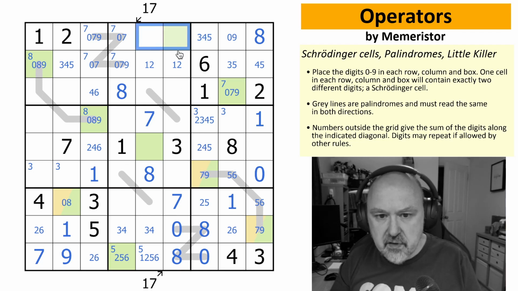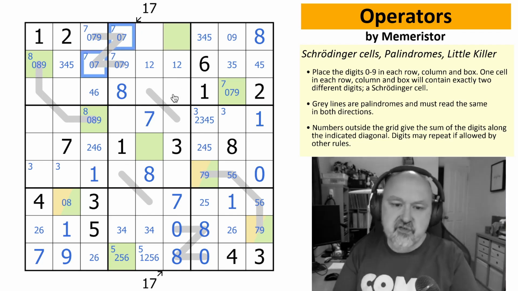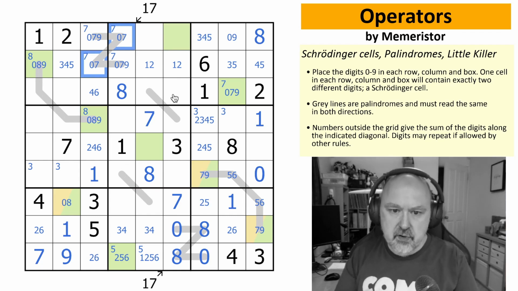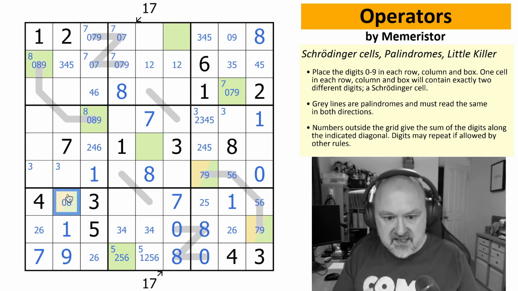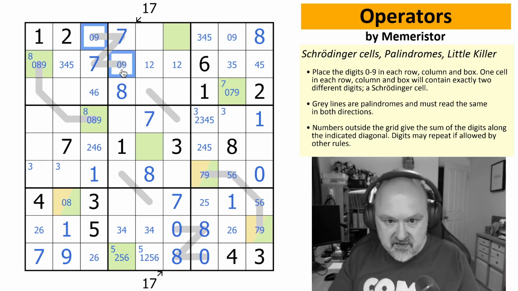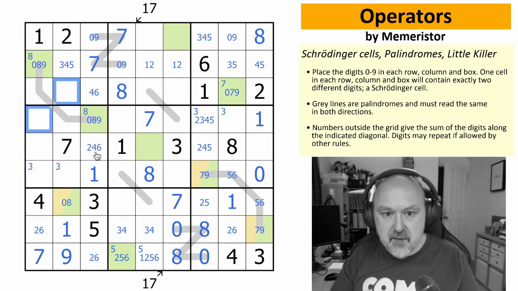So, can I do a similar trick here? So if these were 0, these would have to sum to 17. And to sum to 17, they'd have to be 8 and 9. And I can't put 8 in either of them, I don't think. No, that's an 8 and that's an 8. So I couldn't put 8 in either of them. These must be 7s, which means these are not 7s. These now must sum to 3.